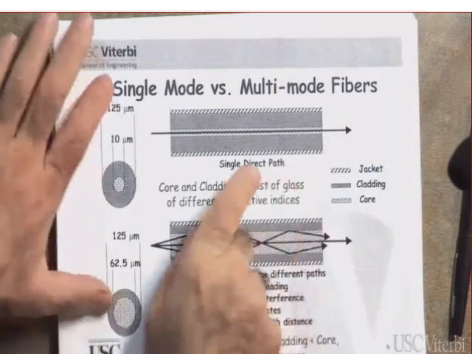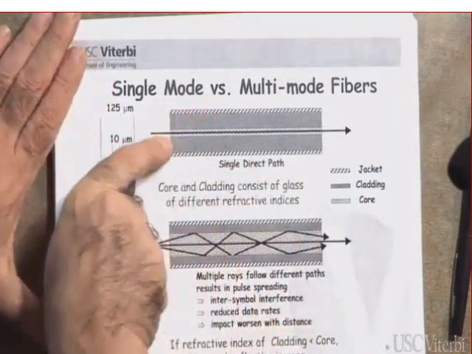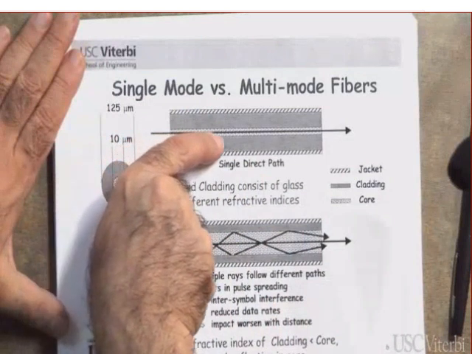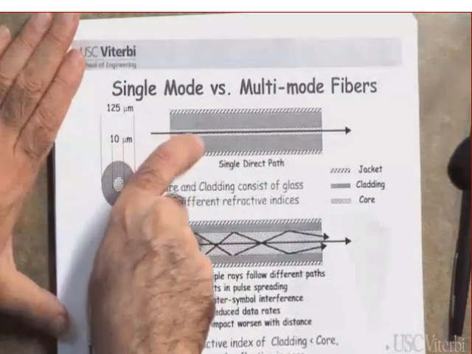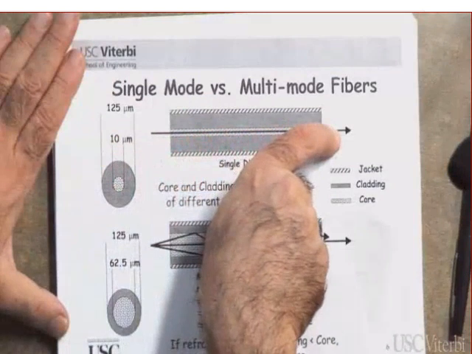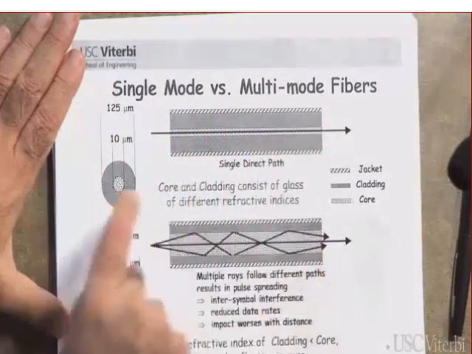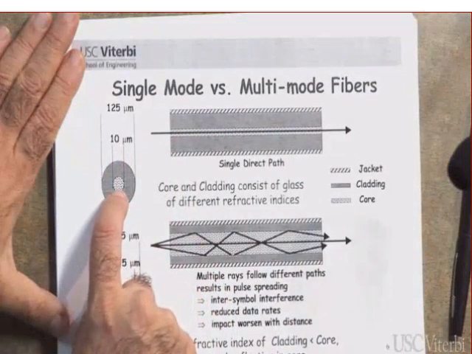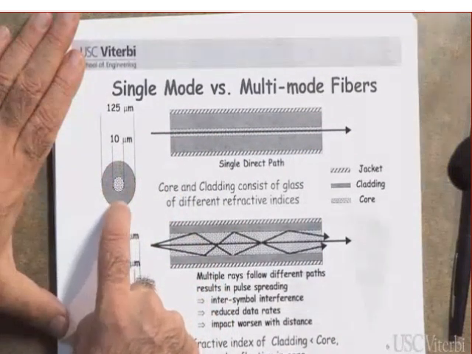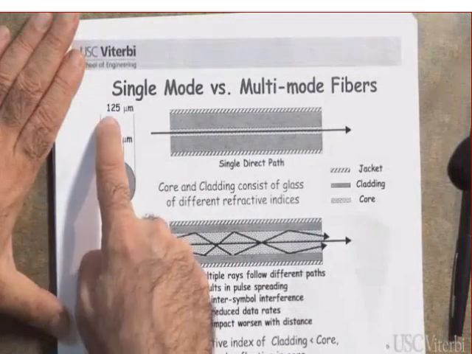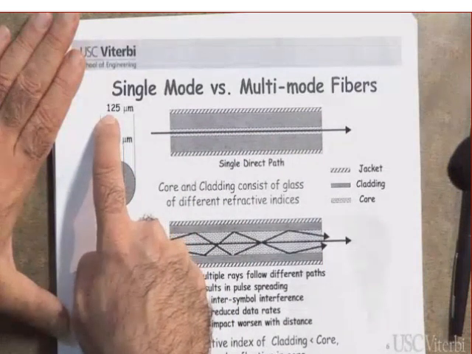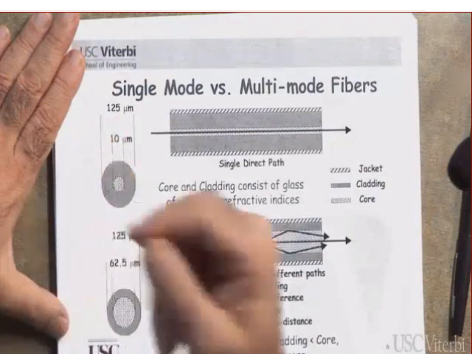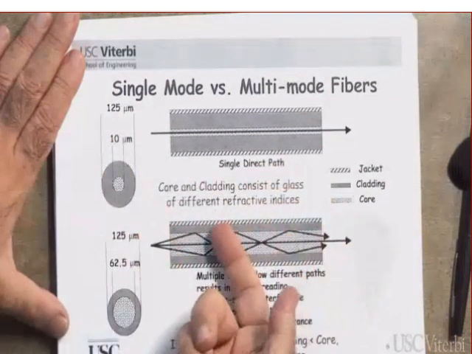Clear? In a single mode, the optical signal will take only a single path from the transmitter all the way to the receiver. A single path. And you notice the diameter of the core is 10 micrometer compared to the whole thing. The whole thing is roughly 125 micrometer. Clear? Is that thick or thin? It's very thin. It's micrometers we are talking about.